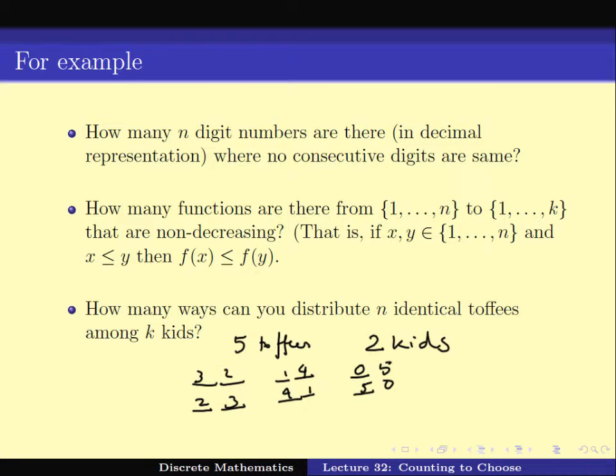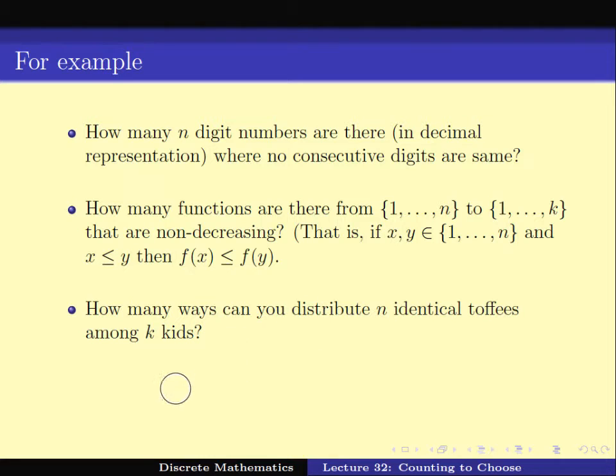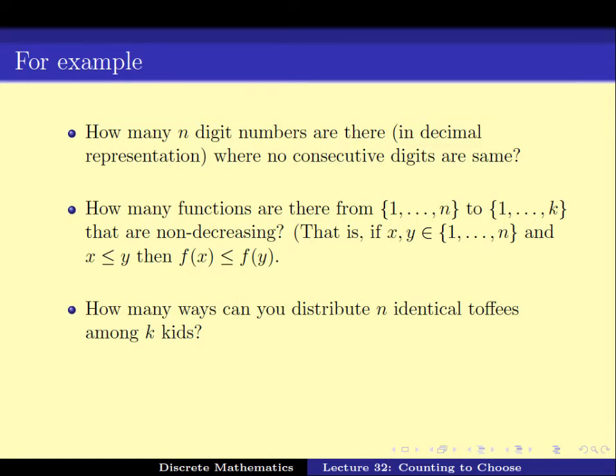Now, if I have a general n number of toffees and k kids, how many ways can I distribute the n toffees to k kids? Again, we will go over this problem after we do some theory on this subject.